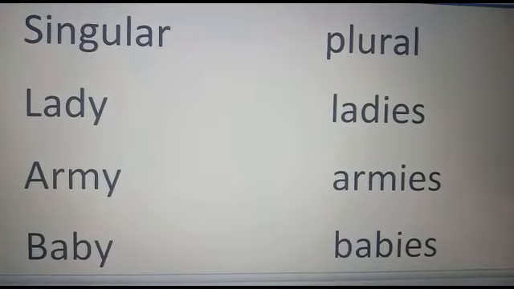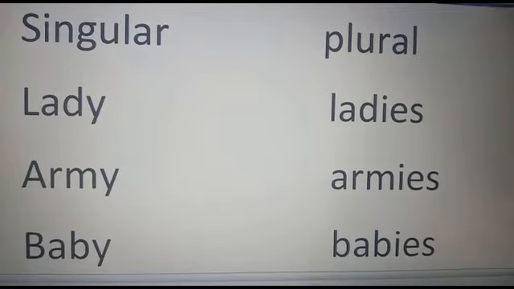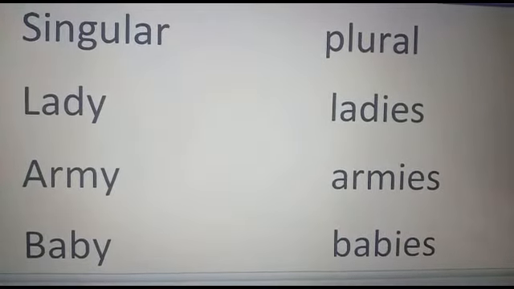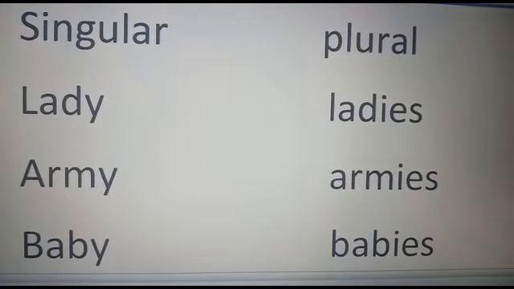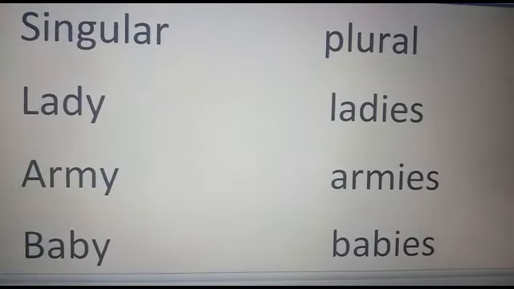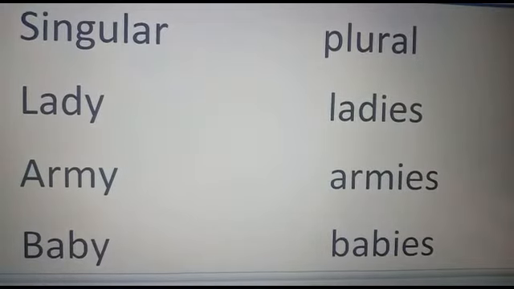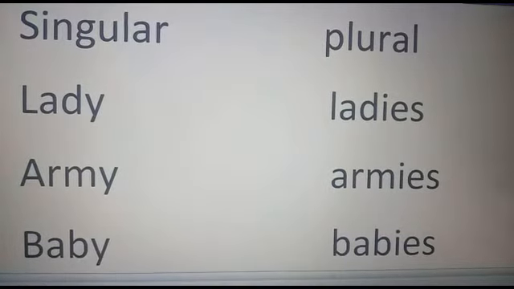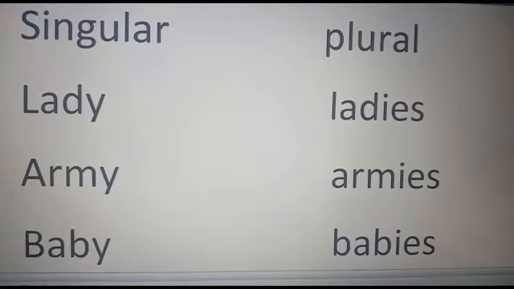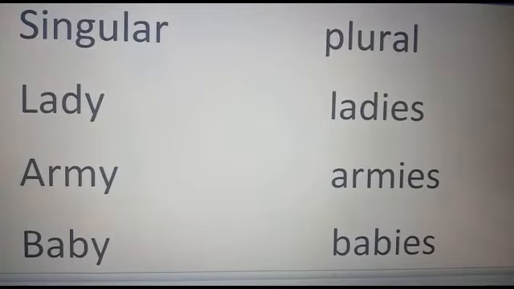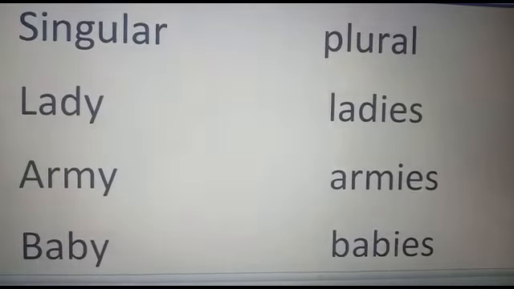So getting back, here you see y is converted into ies: army and armies. Another example, think of some other noun. Another example is baby, and I can write it as babies. So you see again the y is converted into ies.